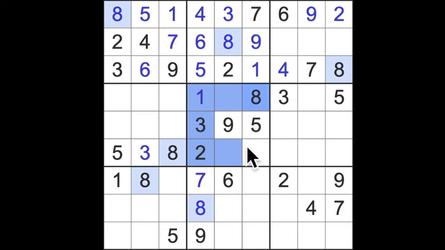Now in this block here, we don't yet have a 6, but when you take this 6 down here and say it blocks up this column, well then we're left with just that 1 place there to know where the 6 goes.